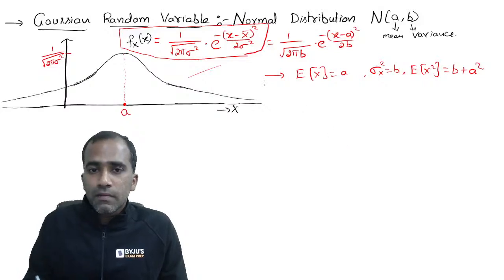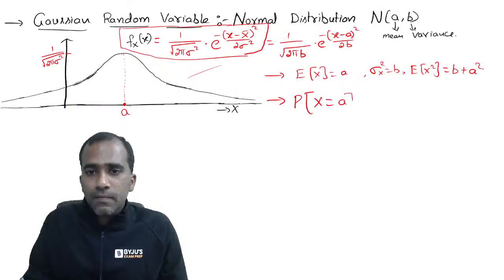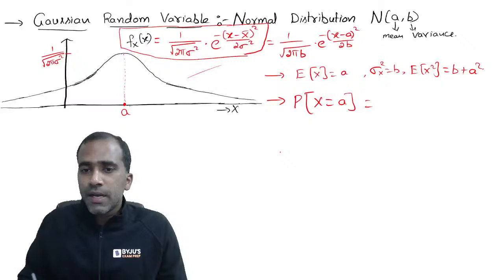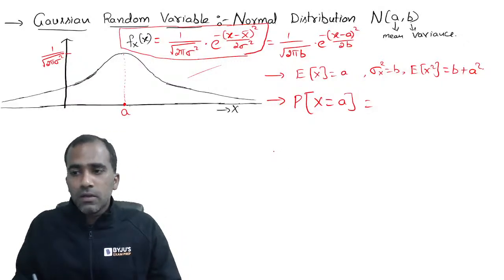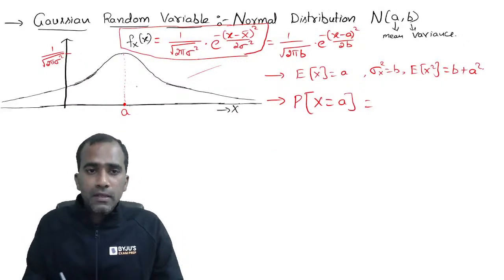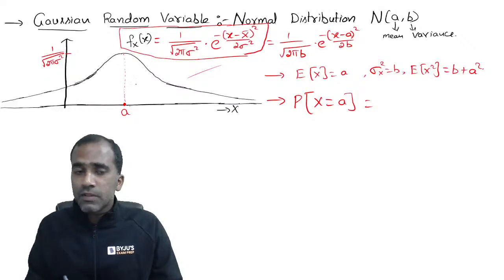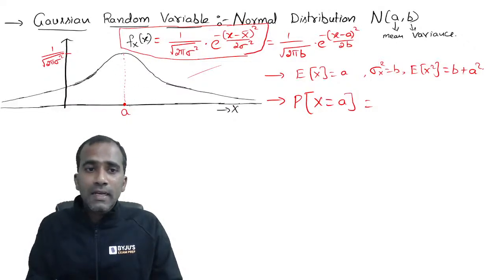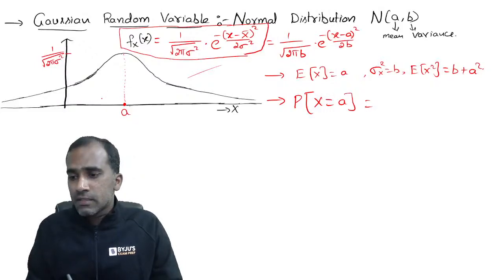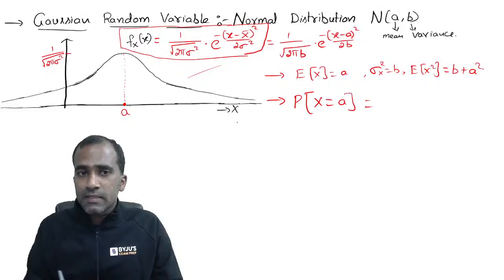Okay, very nice. Next I'm going to ask you one more thing. What is the probability that the random variable x takes a value a? How much? Anyone? The random variable takes all the values from minus infinity to plus infinity with different probabilities. At a it has higher probability, and as you go away from a, the probability decreases.